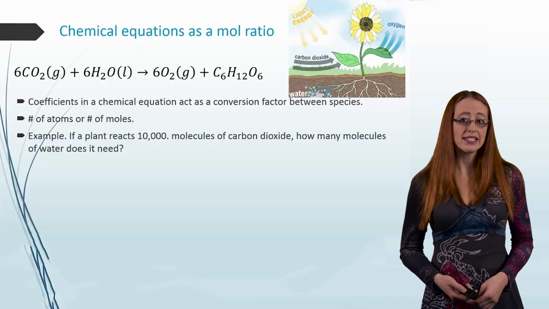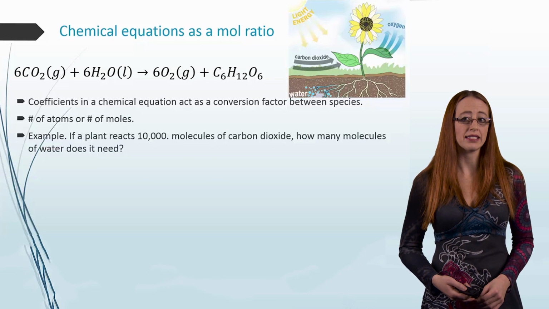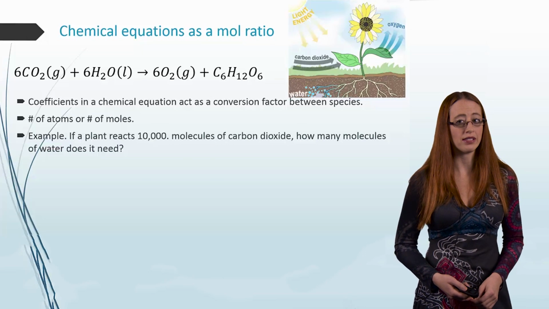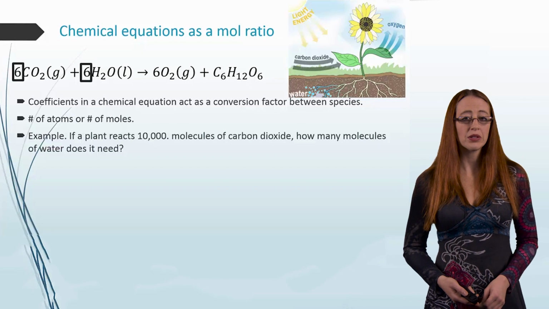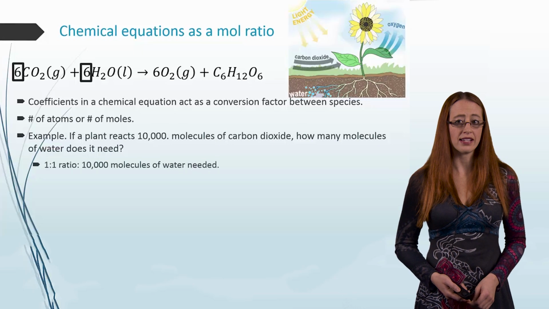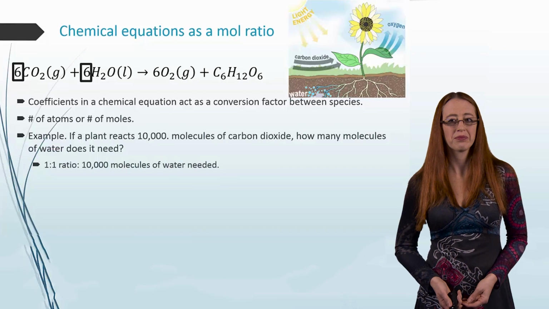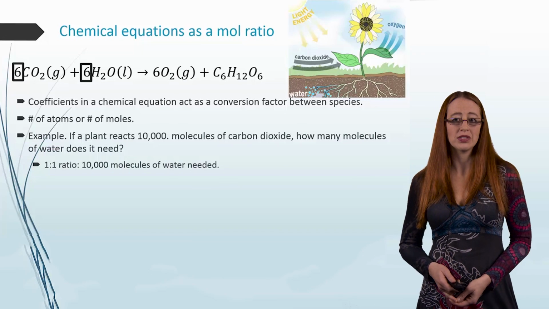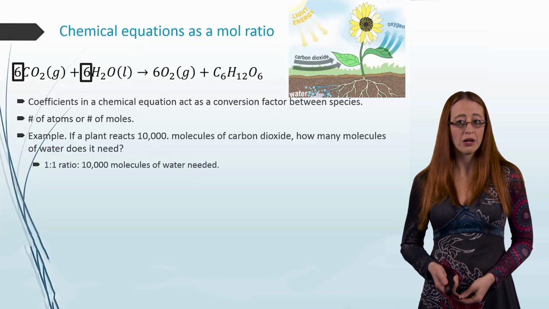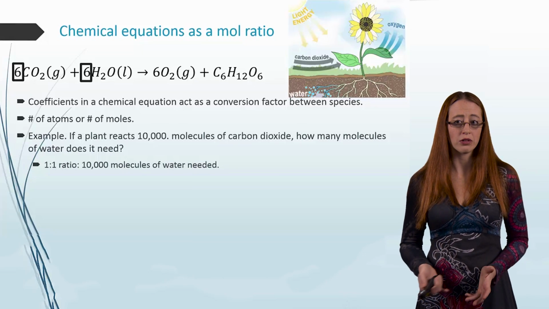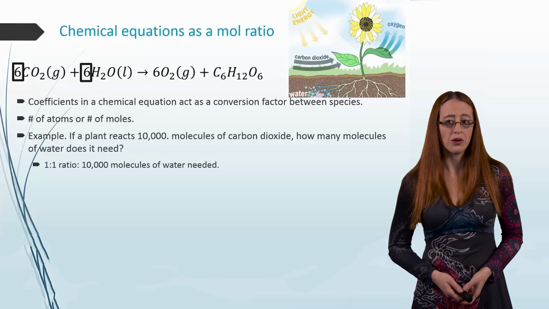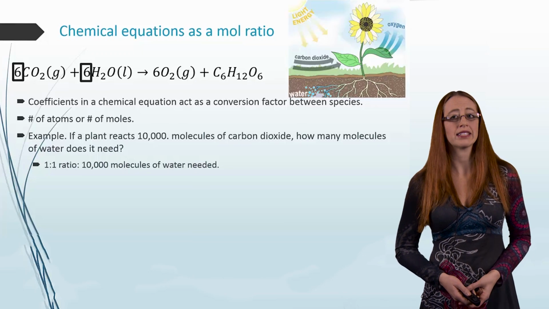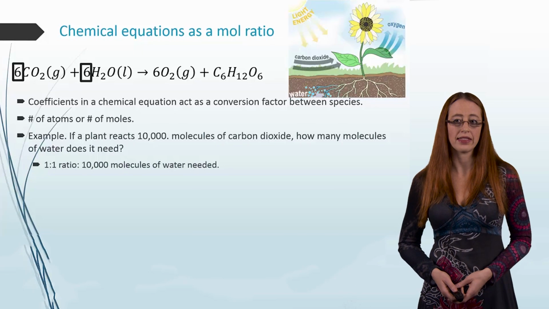If a plant reacts 10,000 molecules of carbon dioxide, how many molecules of water does it need? We look at our ratio here, and it's 6 to 6, or in other words, 1 to 1. So if we have 10,000 molecules of water, and we want to know how many molecules of carbon dioxide we have, or vice versa, it's a 1 to 1 ratio. And so for 10,000 molecules of carbon dioxide, you need the same number of water, or 10,000.